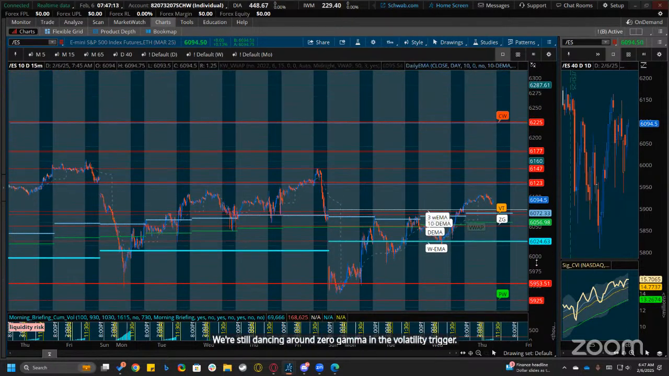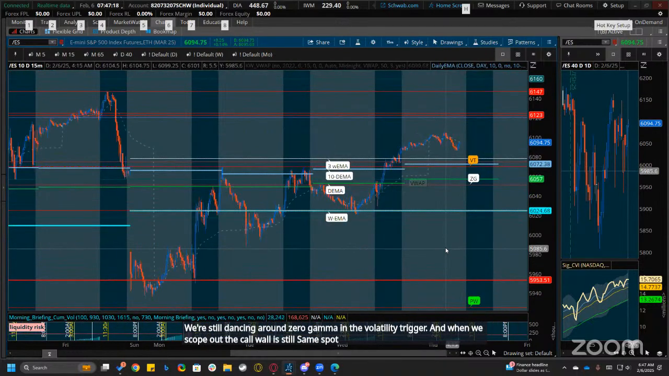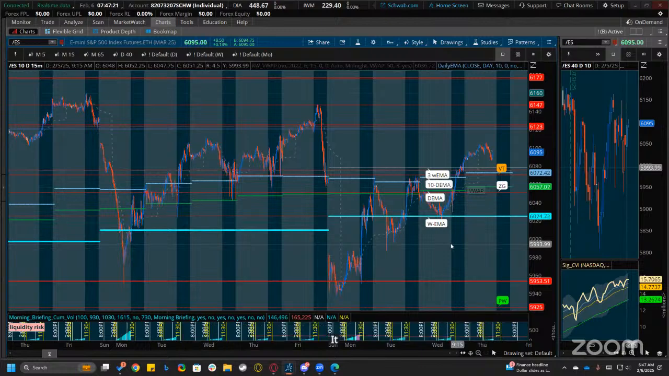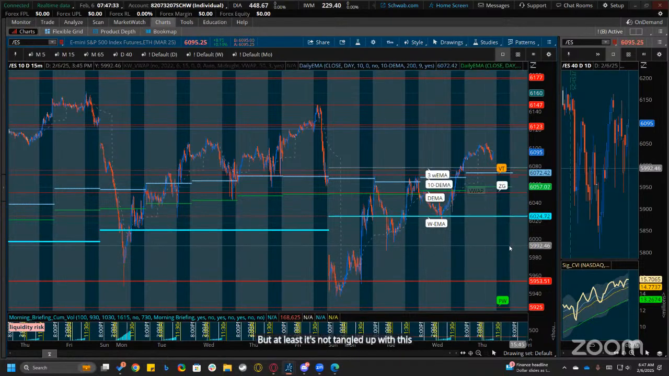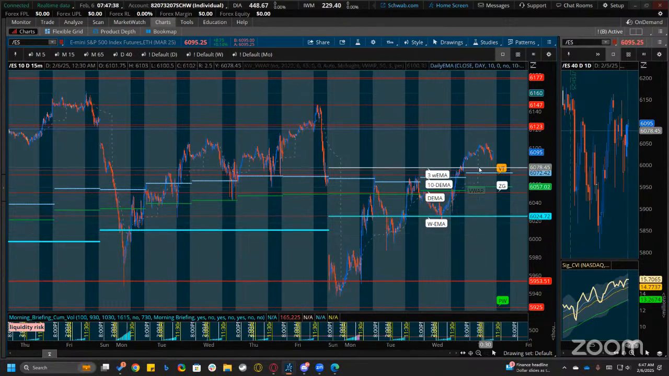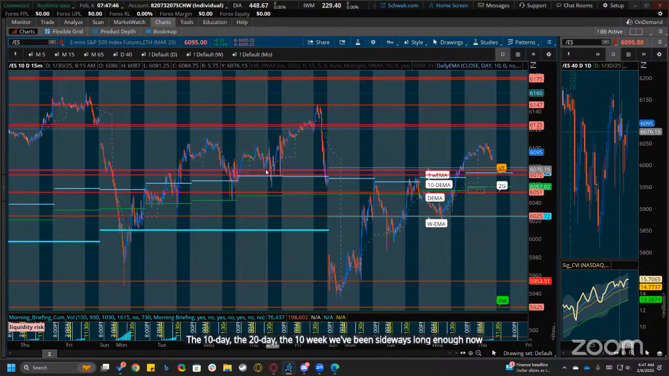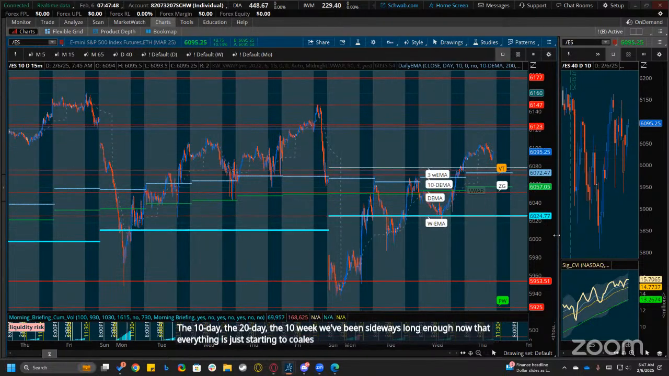And when we scope out, the call wall is still in the same spot. So it's not exactly back to status quo since the put wall is a little bit higher, but at least it's not tangled up with us. When we look at everything else that we have, the 10-day, the 20-day, the 10-week, we've been sideways long enough now that everything is just starting to coalesce right at this level.